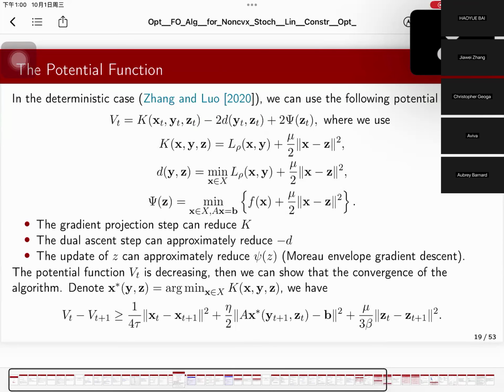Okay, so we can use this potential function to capture the convergence of the algorithm. So we have this term, minus d, the dual function. The first step, the update of x, is gradient descent on k. We can have some decrease. The second step can be viewed as gradient ascent, or gradient descent on this minus d. And the third step can be viewed as gradient descent on the Moreau envelope. So combining these three, we can have this potential function, and we can show this potential function is decreasing, and finally show the convergence of the algorithm and the optimal iteration complexity.